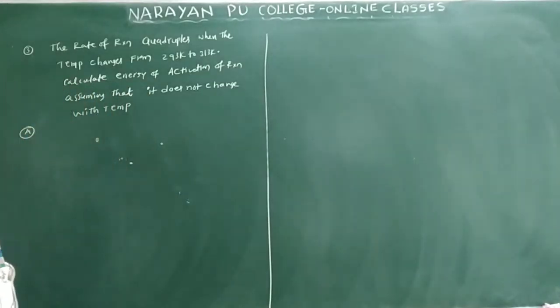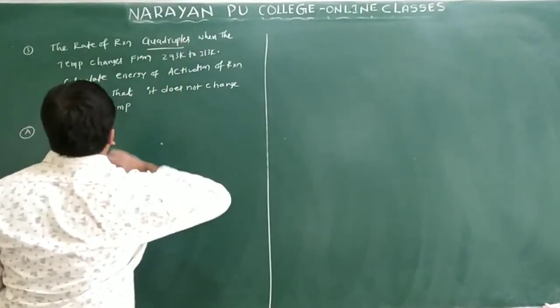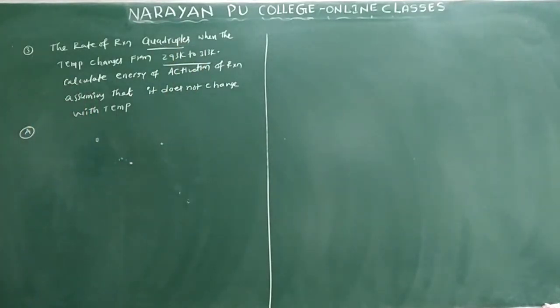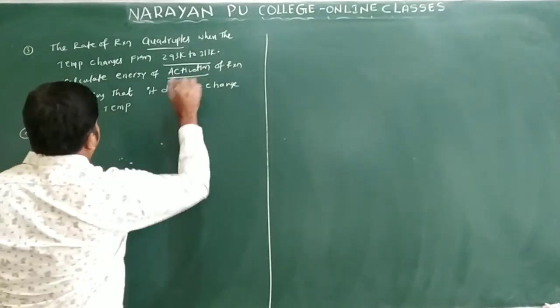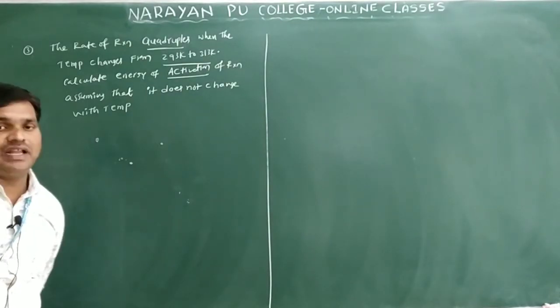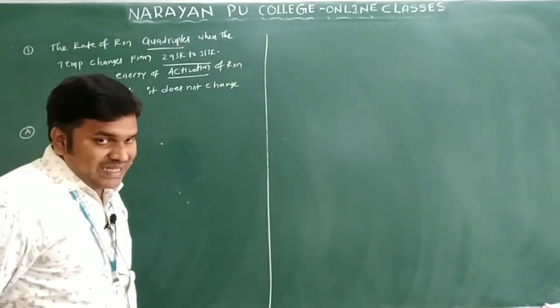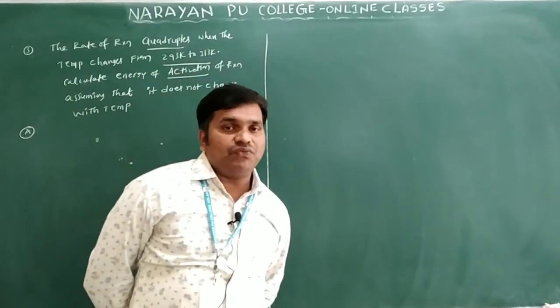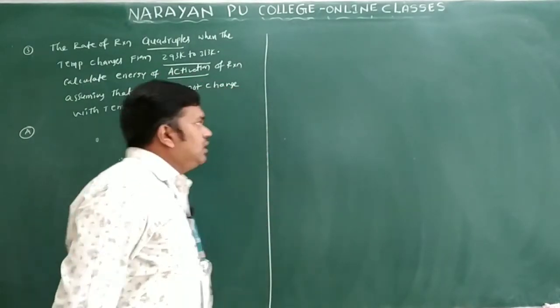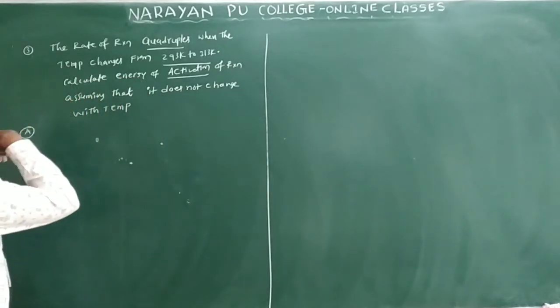See the next question here. The rate of reaction quadruples when the temperature changes from 293 Kelvin to 313 Kelvin. Calculate the energy of activation of the reaction, assuming that it does not change with the temperature. They are asking the energy of activation. The rate of reaction becomes quadruple, meaning how many times? 4 times. Clear? Now we can find out the activation energy.